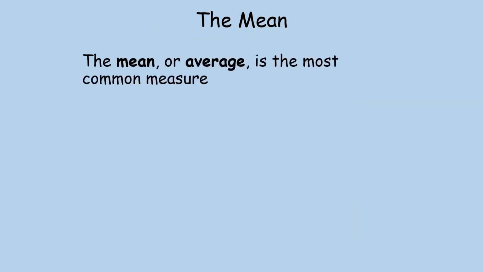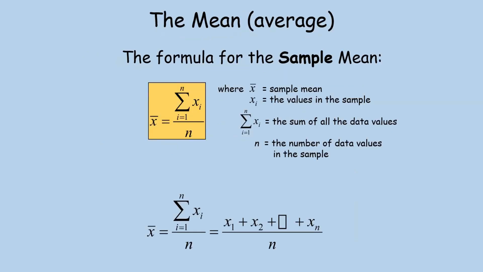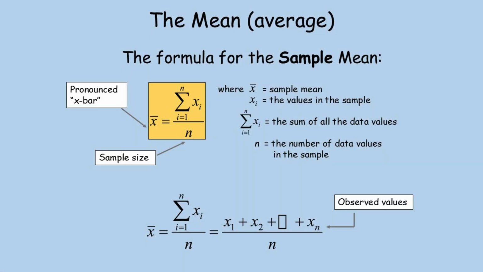The mean or average. The mean is the most common measure of central tendency. It is calculated by adding up all the values in the dataset and dividing the total by the number of observations. Sample mean formula. For a sample, the formula is x bar equals the sum of xi divided by n.